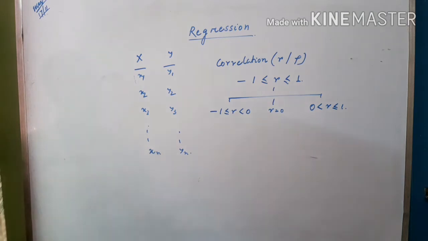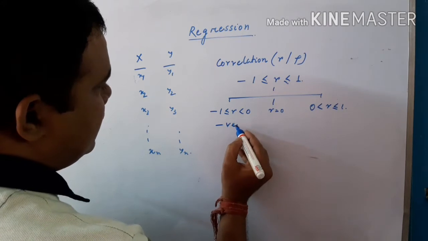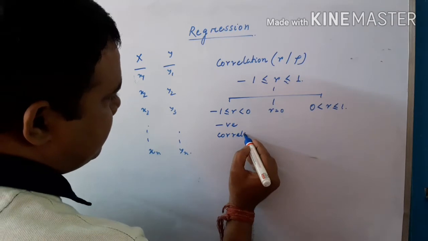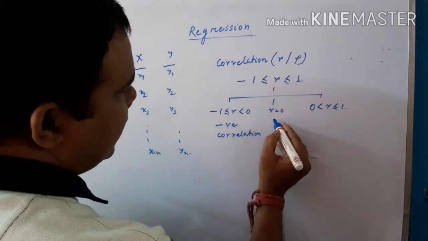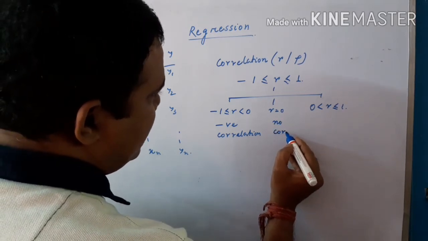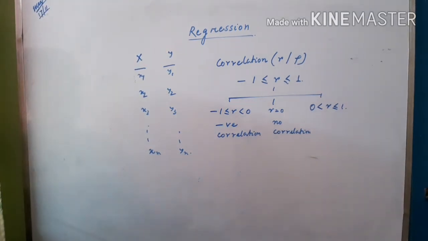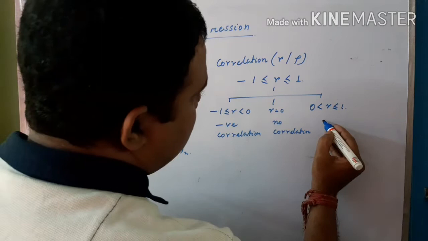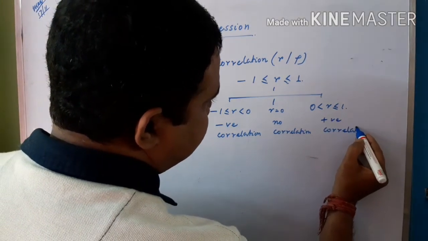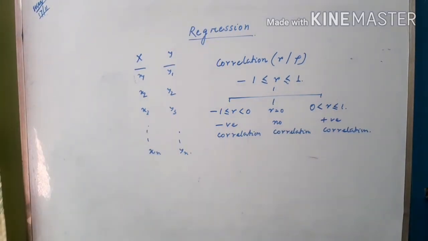If the value of R lies between -1 and 0, then we say that the correlation between them is negative. Negative correlation. If R equals 0, then no correlation. And if R lies between 0 and 1, then it's a positive correlation. So this is the problem of correlation.